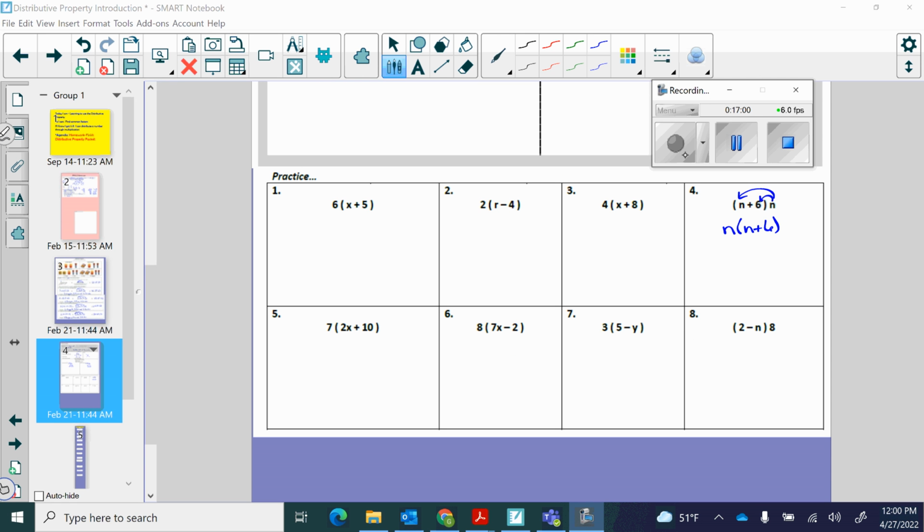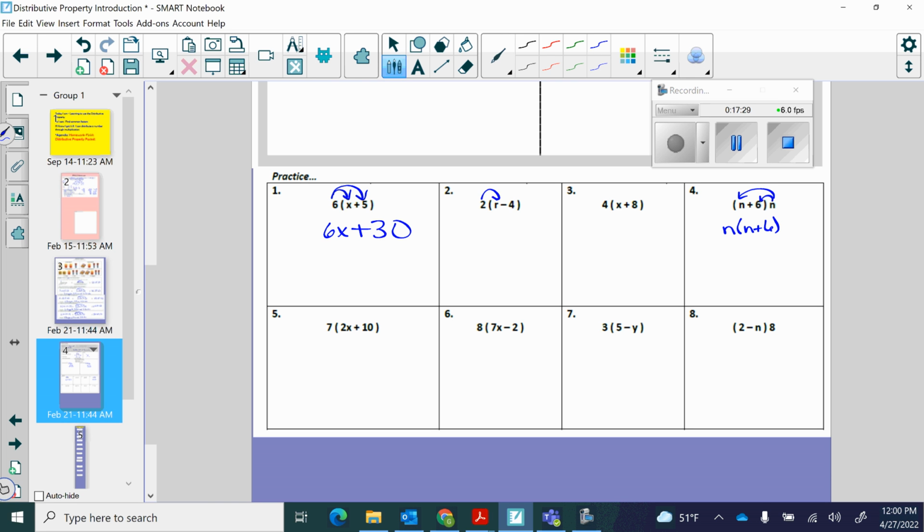All right, guys, you started this before lunch. You had plenty of time to finish, so let's go over it. So on number 1, I am distributing the 6 to both of the terms inside the parentheses. So 6 times x is 6x plus 6 times 5 is 30. And that is your answer. Hayden, take that off your head, please.